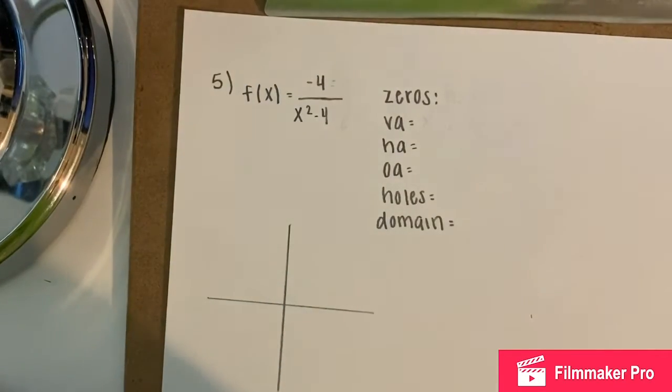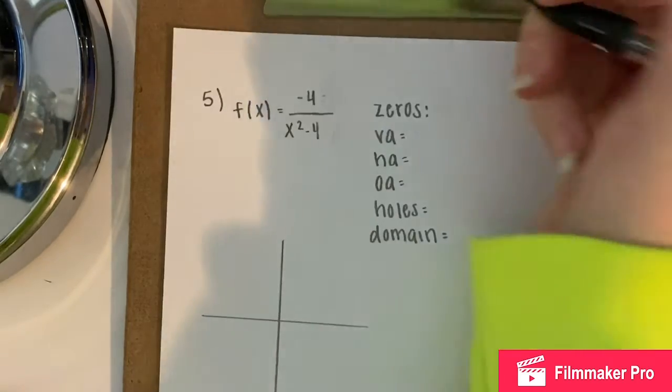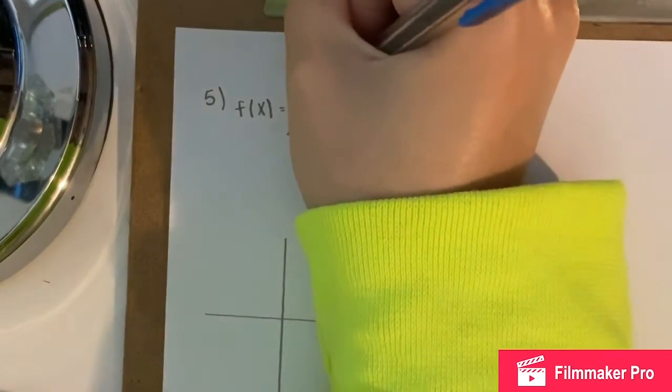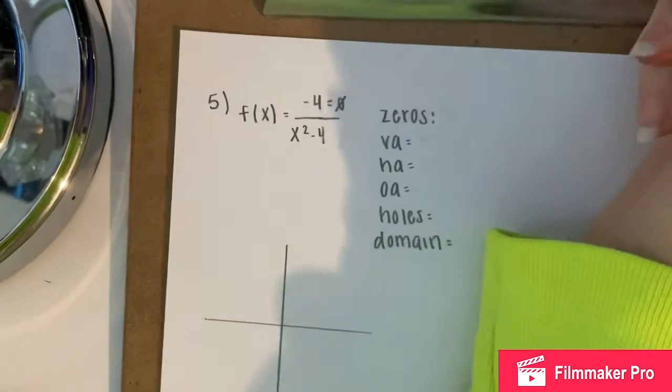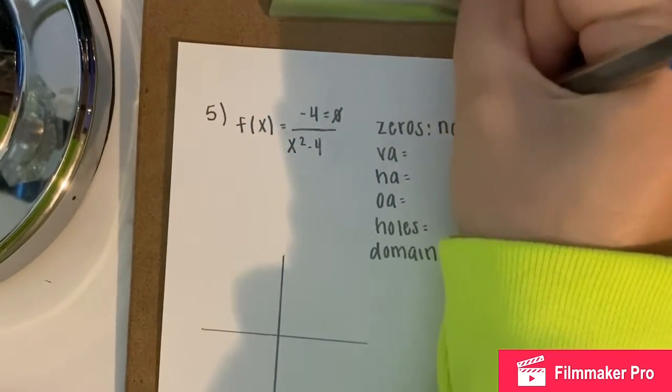For my first problem, I'm going to be doing number 5. So to start off with, we know that nothing needs to be factored, so let's just get right into it and do our zeros. In order to find our zeros, we have to set the numerator equal to 0, which, because that statement's not true, we are left with none.